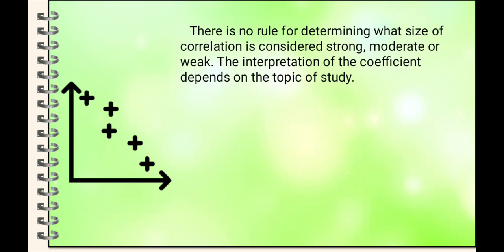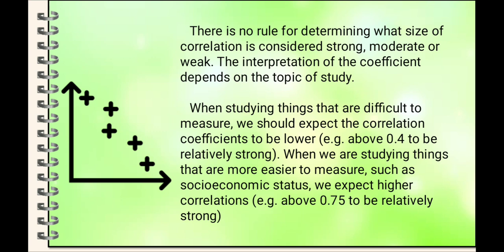There is no rule for determining what size of correlation is considered strong, moderate, or weak. The interpretation of the coefficient depends on the topic of the study. When studying things that are difficult to measure, we should expect the correlation coefficients to be lower. Example, above 0.4 to be relatively strong. When we are studying things that are easier to measure, such as socioeconomic status, we expect higher correlations. Example, above 0.75 to be relatively strong.